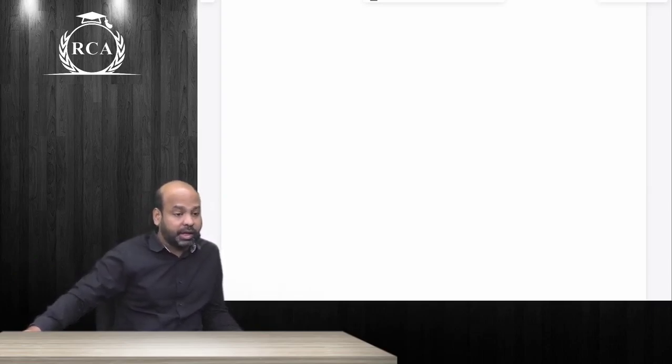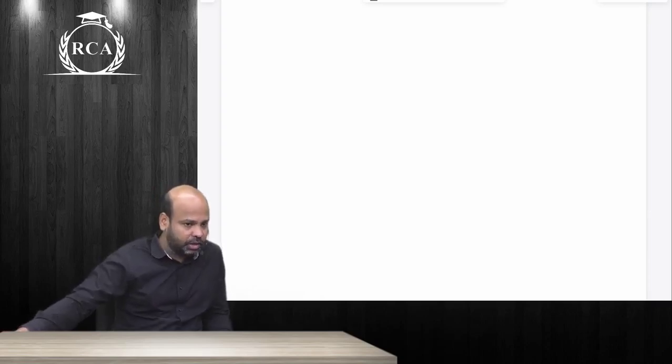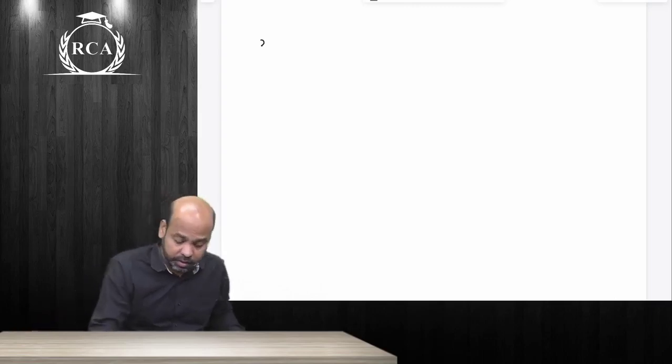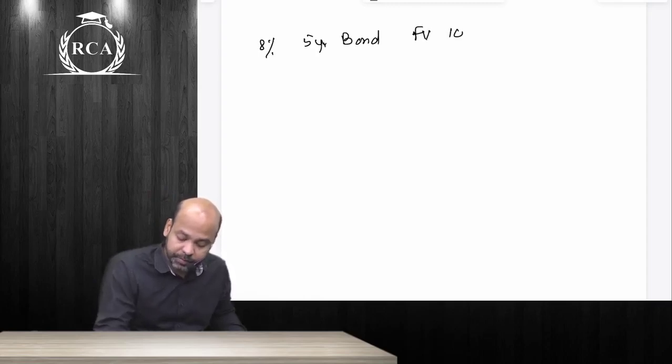However, the prevailing interest rates in the market can change. If there is a change in the prevailing market interest rates as such, the value that the bond will fetch can also change, only because your cash flows are fixed. Taking an example of an 8% 5-year bond, beta, face value 1,000 rupees.